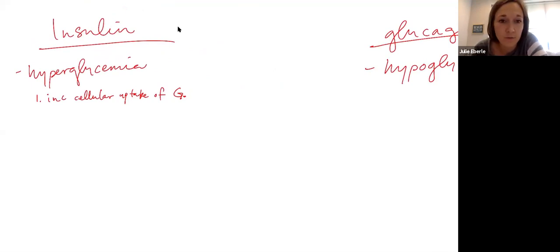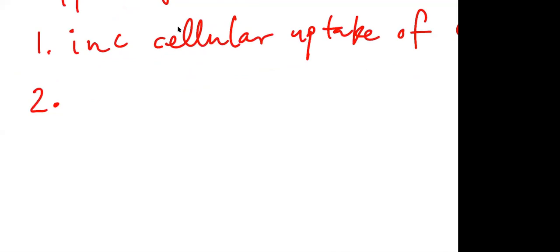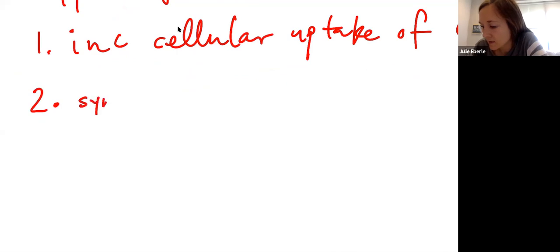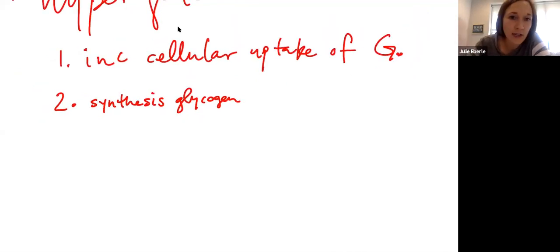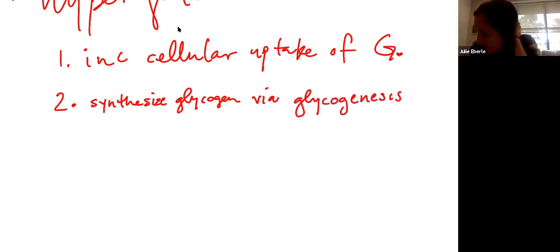Anybody remember another thing it will do? It's going to synthesize your glycogen in your liver. So we're going to run glycogenesis. We're going to take glucose out of the blood and store it as glycogen. So synthesize glycogen via glycogenesis.